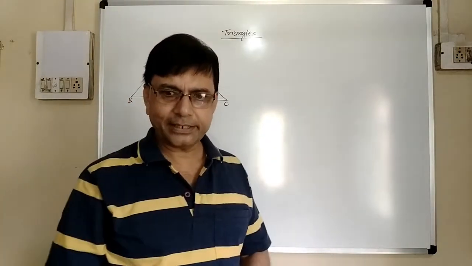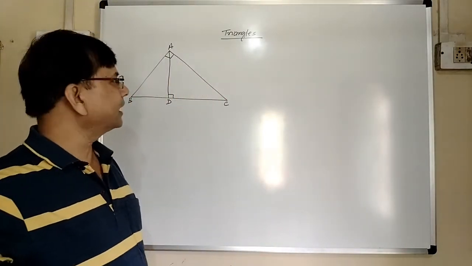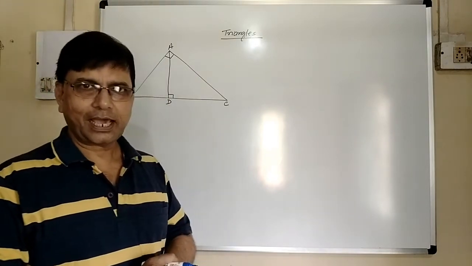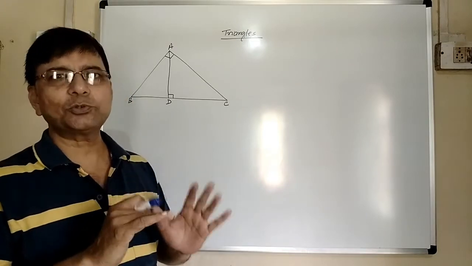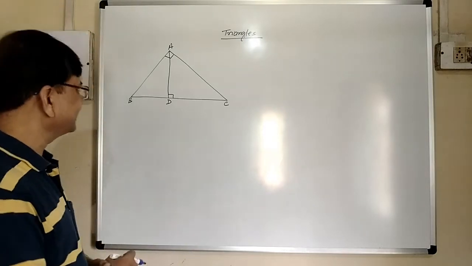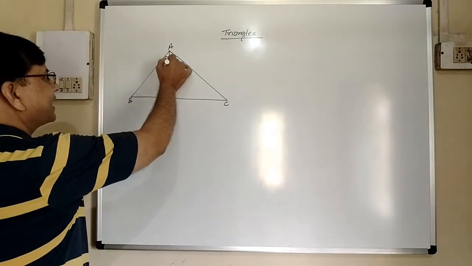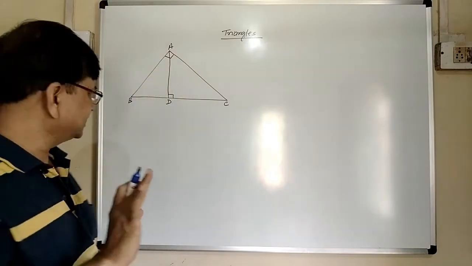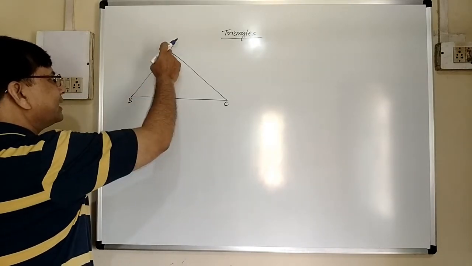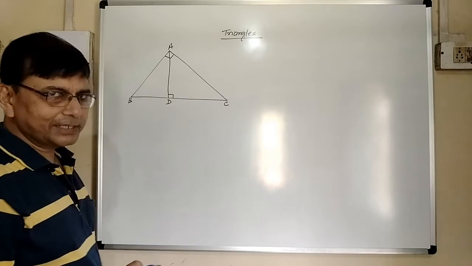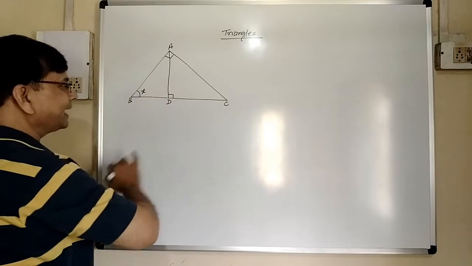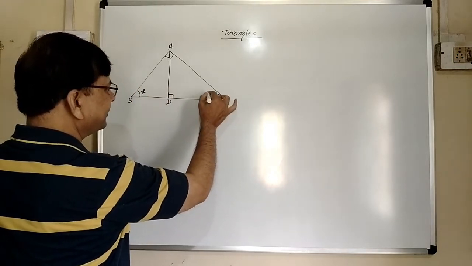Then all these triangles are similar to one another. If we could prove it, then this concept will be applied to prove the Pythagoras theorem. So we look at these triangles. Now we will name the angles. In triangles ABD and ACD, let this angle be X and this angle be Y.